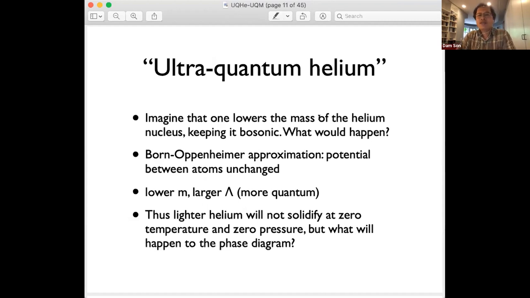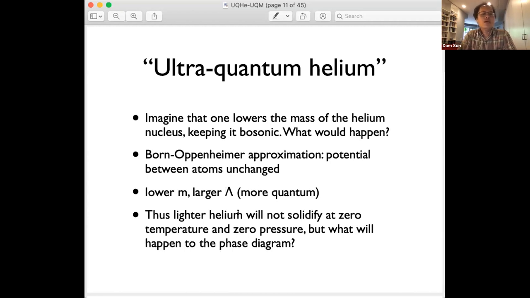If the nucleus is still much heavier than the electrons, one can use the Born-Oppenheimer approximation. In that approximation, one just solves the Schrödinger equation for the electrons in the field of two nuclei, so the potential energy between the two nuclei, the effective potential, remains unchanged. So the effect of lowering the mass of the nucleus is to make the system more quantum.